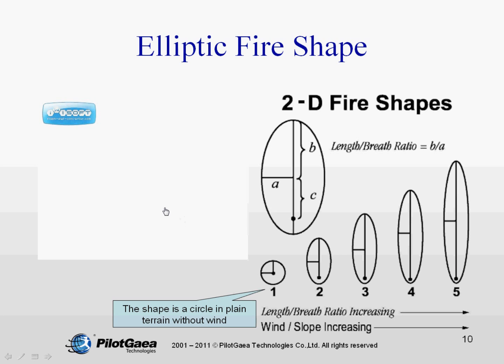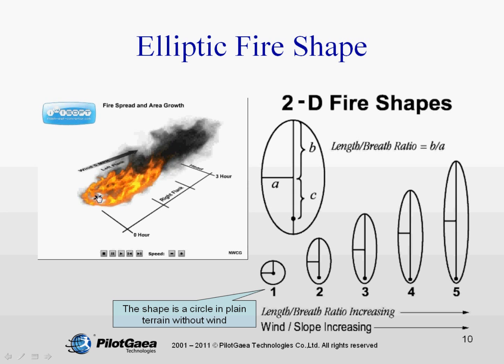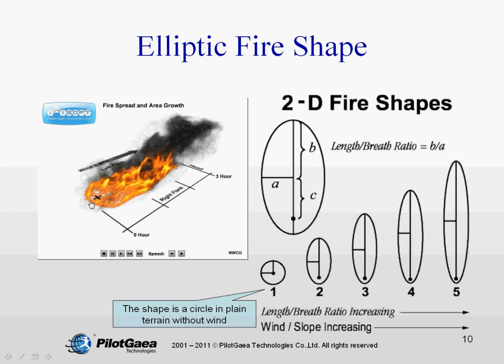The movie on the left shows the real situation of fire spread. Here, the wind direction is to the upper right. This is the heading fire. The heading fire is very fierce. This is the backing fire. The backing fire is weak.